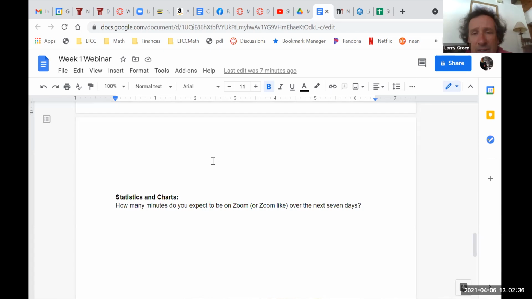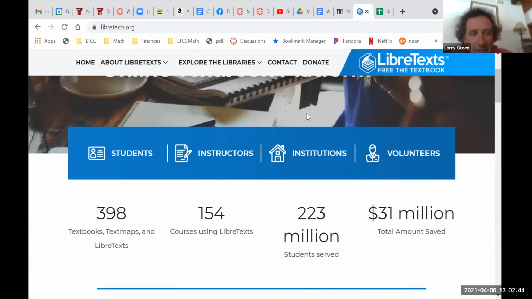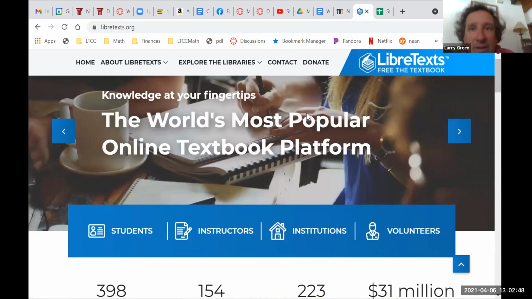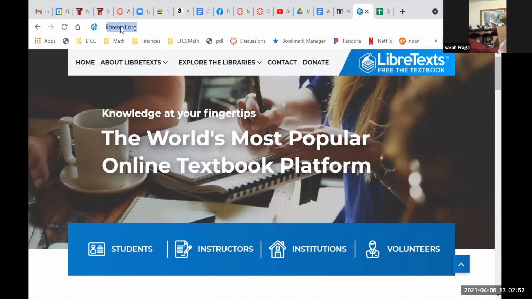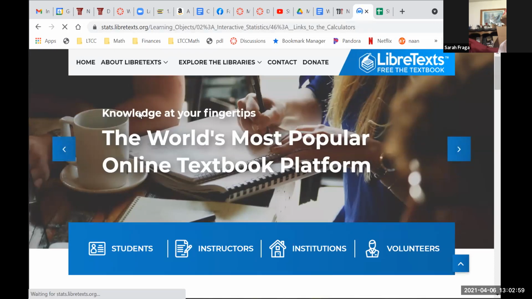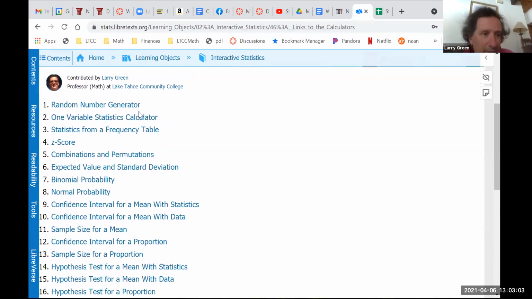Okay, so what I want to do is show you a couple things. One is how to use a calculator. So I'm going to go to the LibreText calculator. Whoops. Let me do it one more time. I gave you the general site. There we go. Okay, so here's the calculator that I created.